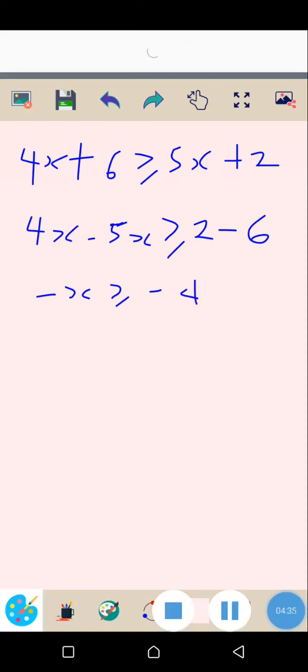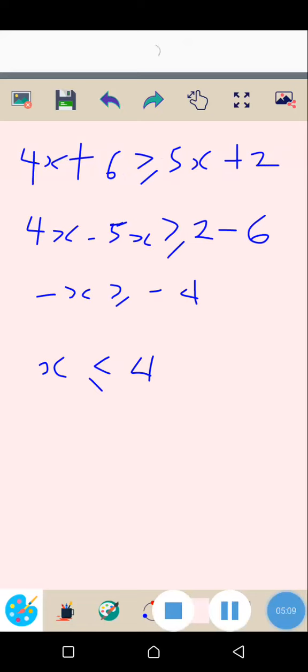Now look at it, the coefficient of x here is negative 1. Don't forget the rule. When the coefficient of x is negative 1, you multiply both sides by what? Minus 1, and the inequality sign changes. So when we multiply both sides by minus 1, the inequality sign as well changes. We then have it as x less than or equal to plus 4.